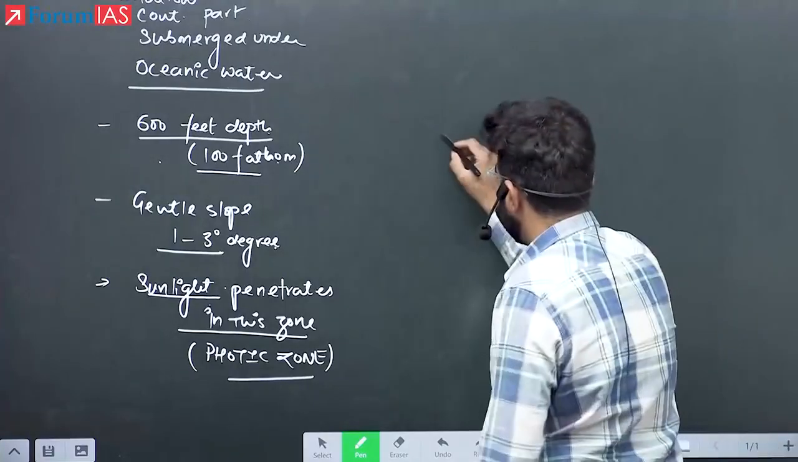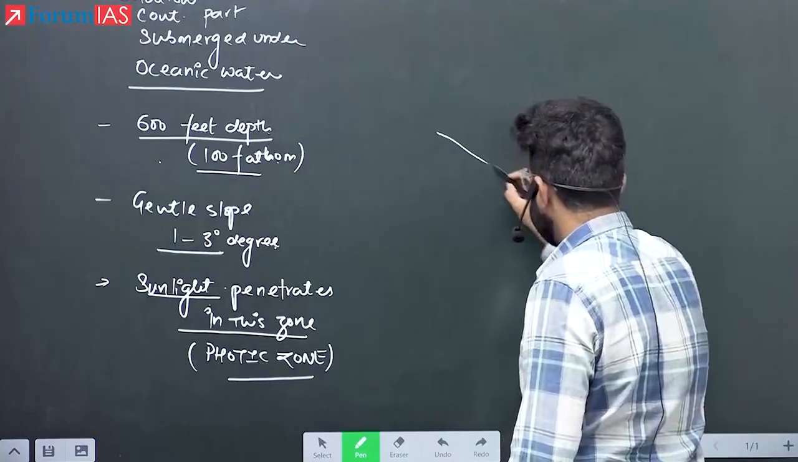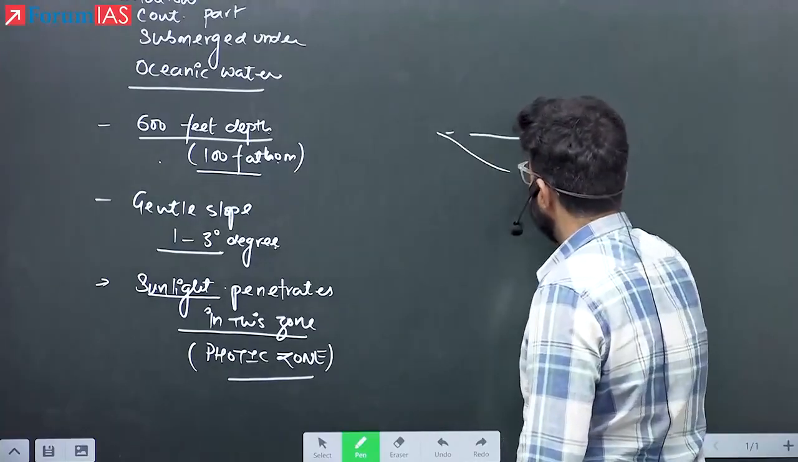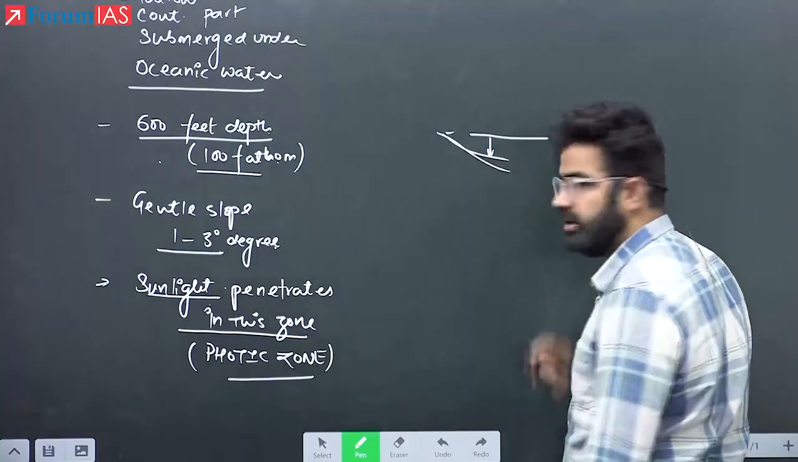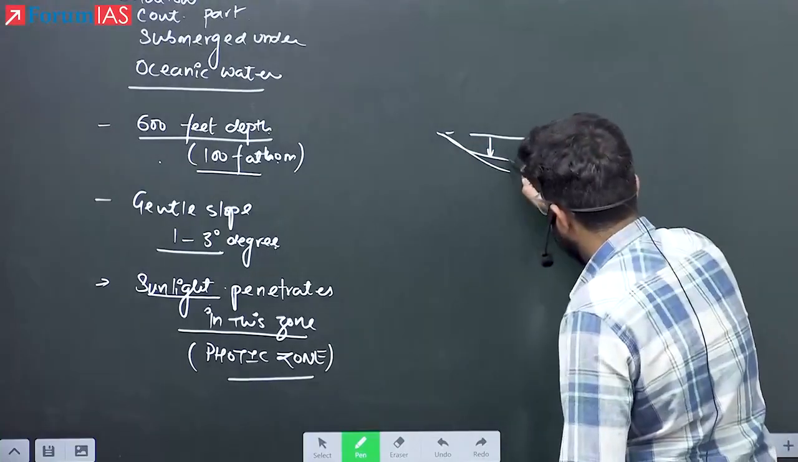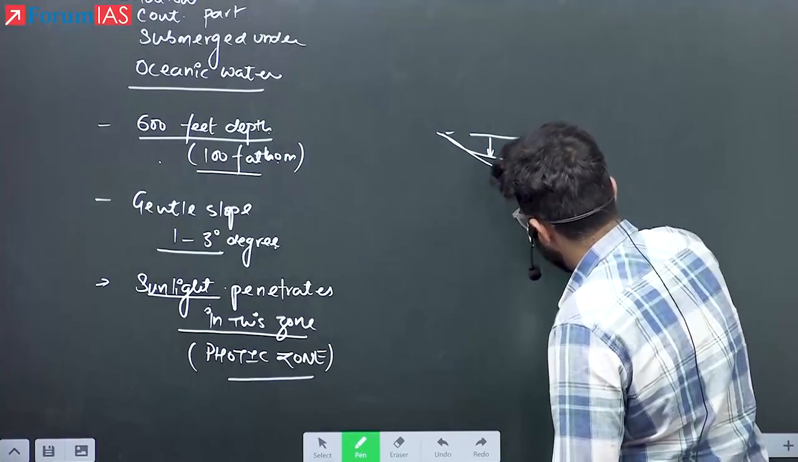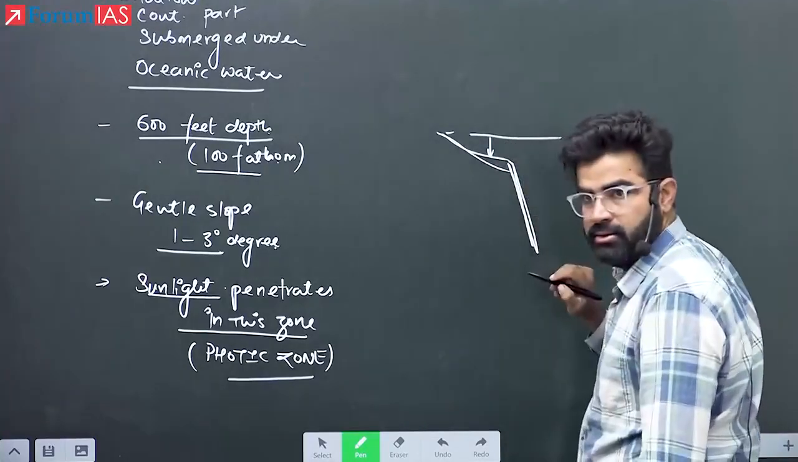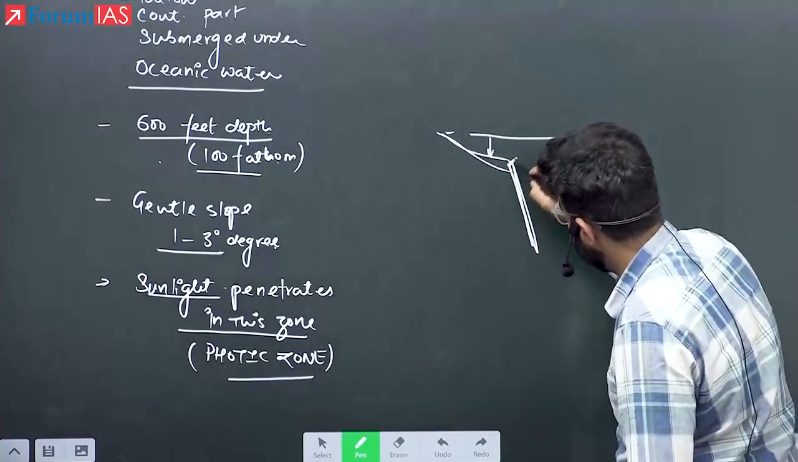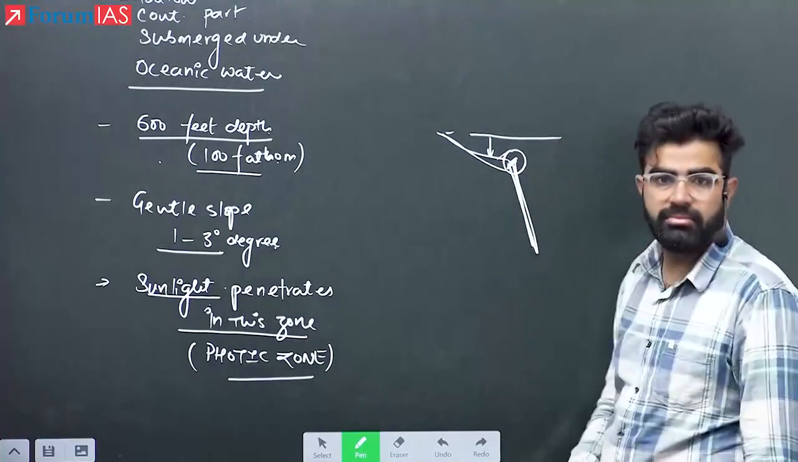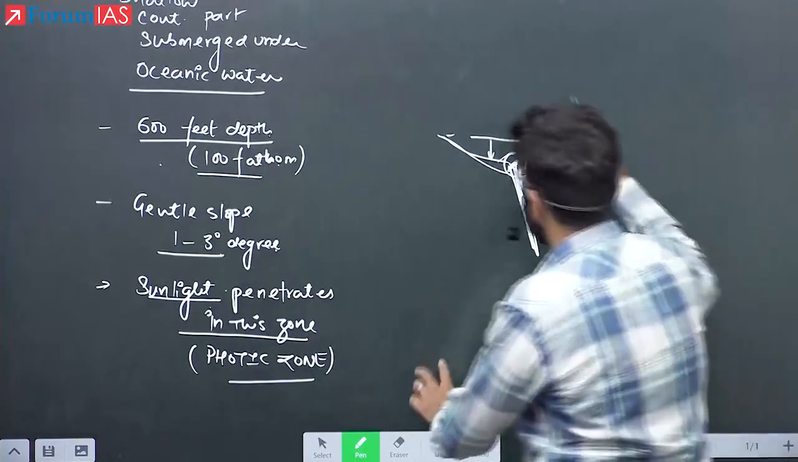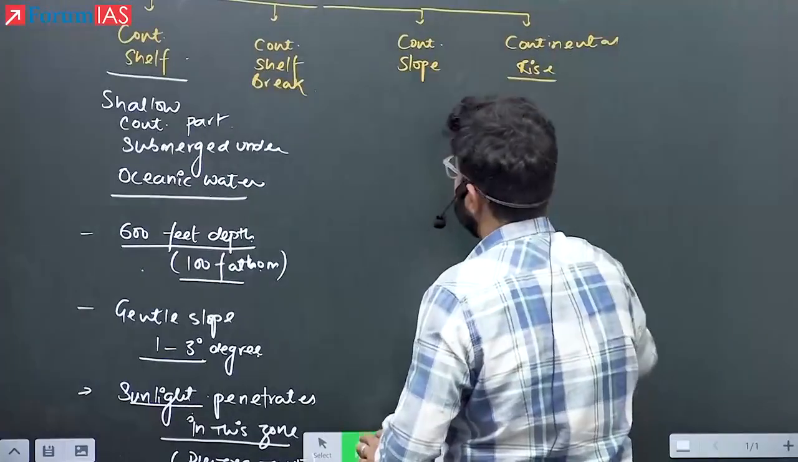Now see here, this is the continent which was going down, and here we have seen the shallow depth, and this slope was very, very gentle, right? Now what happens is here all of a sudden the slope will become very steeper. From this point onward, when the slope is becoming steeper, this point is known as shelf break. So what is shelf break? Just see here, the second point, shelf break.